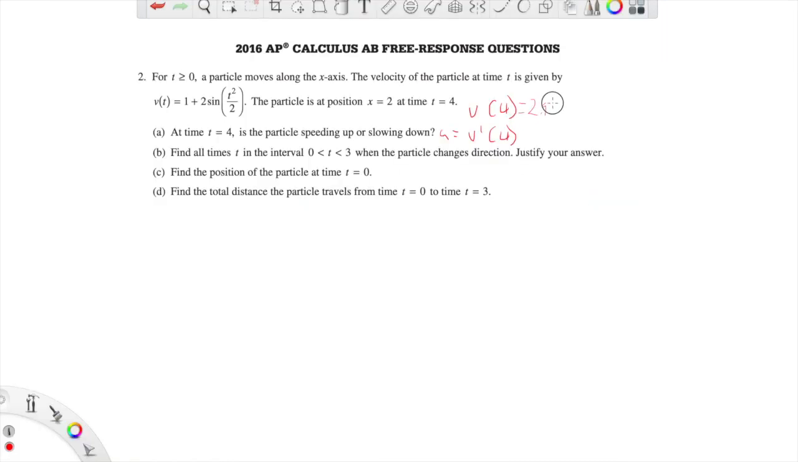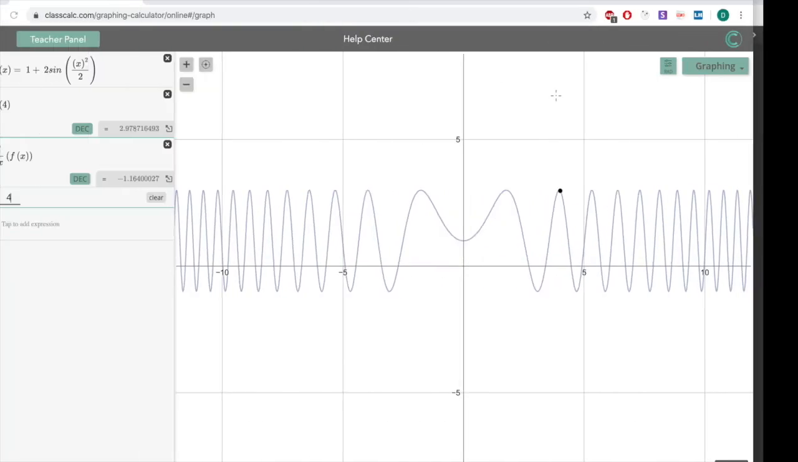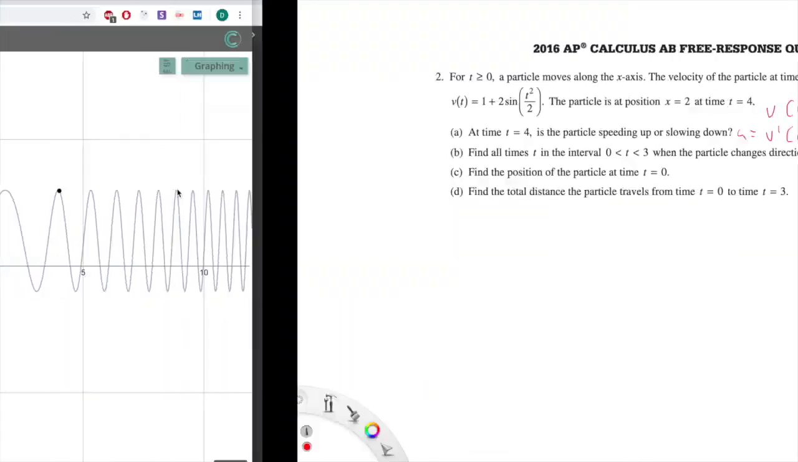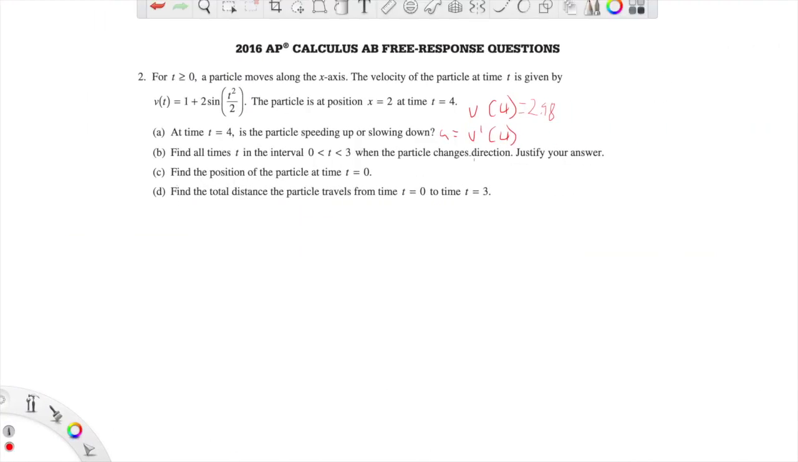And obviously we want to write that down, right? So 2.98 for velocity. And for acceleration, it's negative 1.16. So it's going to be slowing down. I'll write the whole thing, save you guys time.